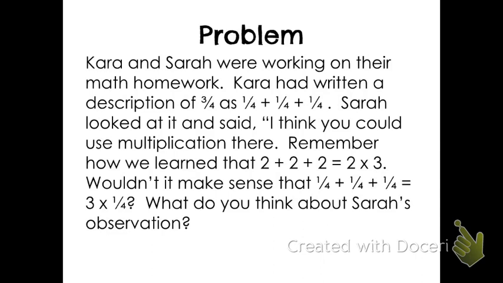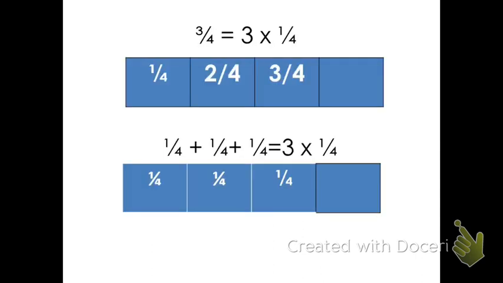Based on this problem, we can see that it makes sense what Sarah's saying. Because if I have 1/4 and another 1/4 and another 1/4, that would be the same thing as having 3 parts of the same fraction. So I could use multiplication to do 3 times 1/4. In your notes, I want you to go ahead and draw these visuals.